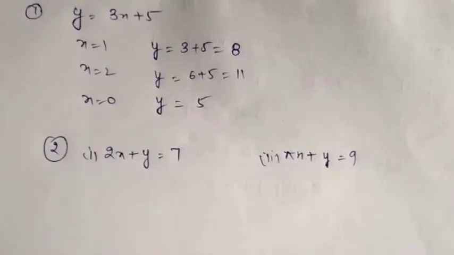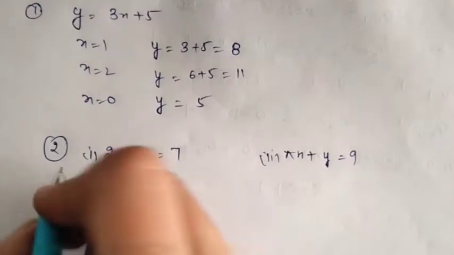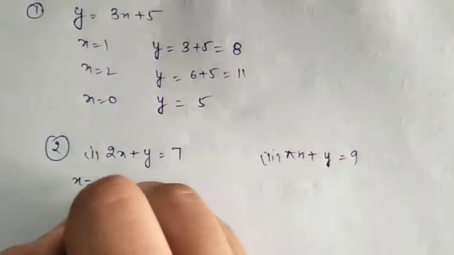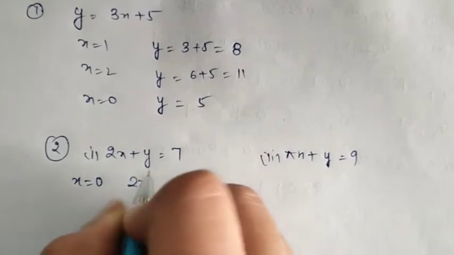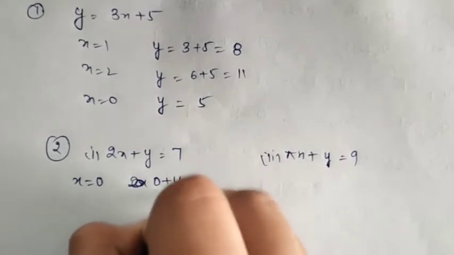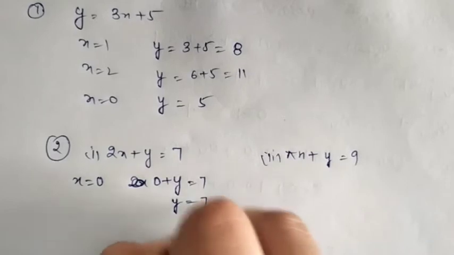So how can we write? As I told you, we can find the value of y by putting the value of x. Let us assume if x equals to 0, then y will be 2 times 0, sorry, 0 plus y equals to 7, then the value of y we get is 7.